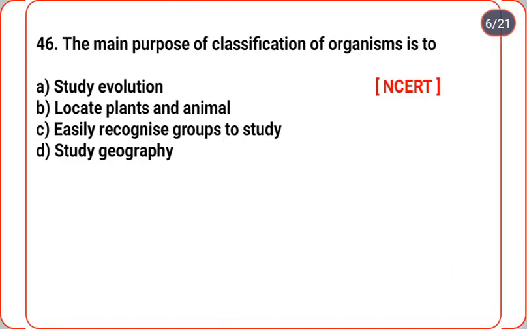Question number 46. The main purpose of classification of organisms is to: option A study evolution, option B locate plants and animals, option C easily recognize the groups to study, option D study geography. It is also a quite complex question and from the NCERT book.